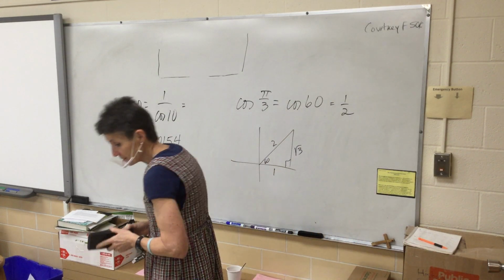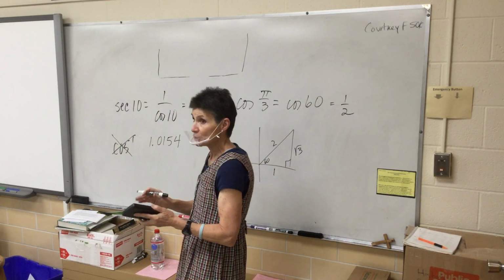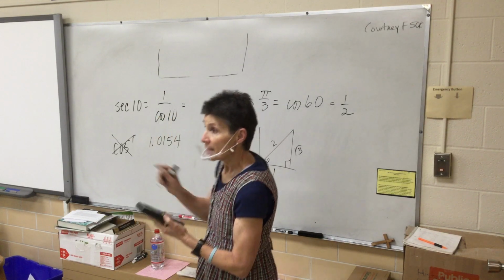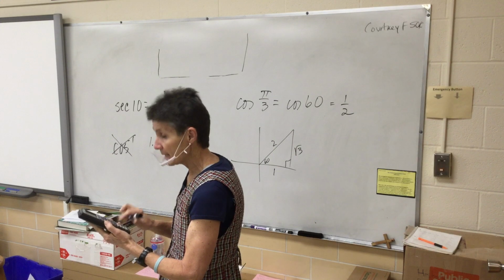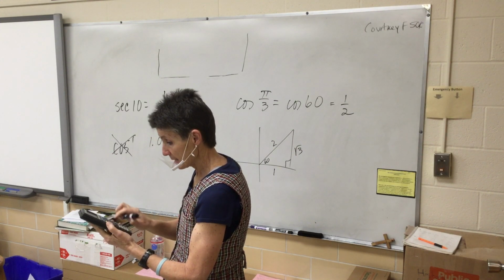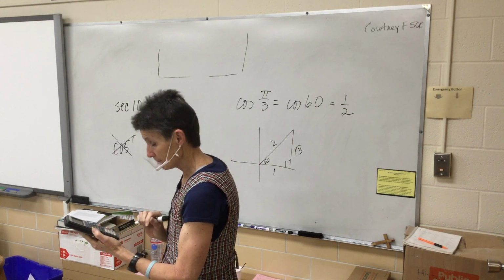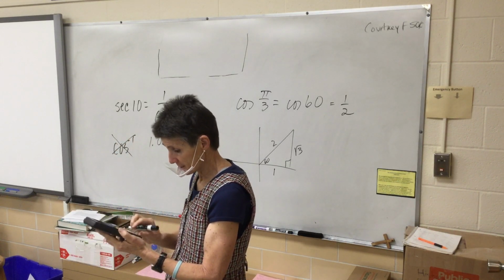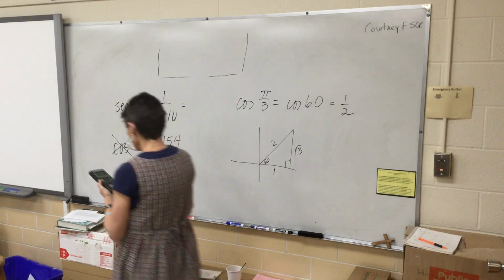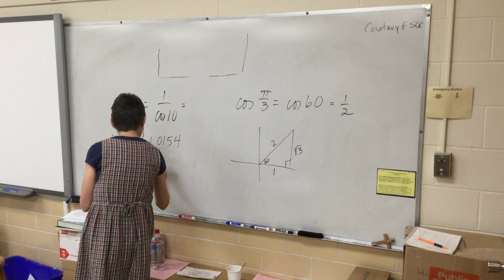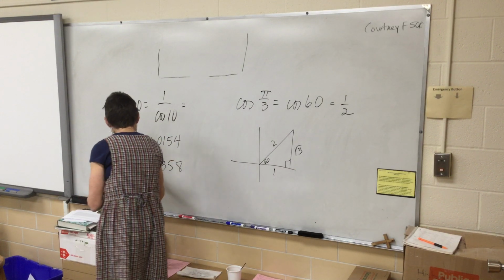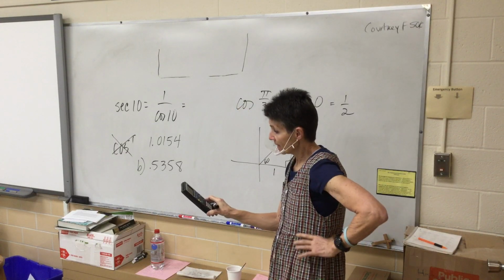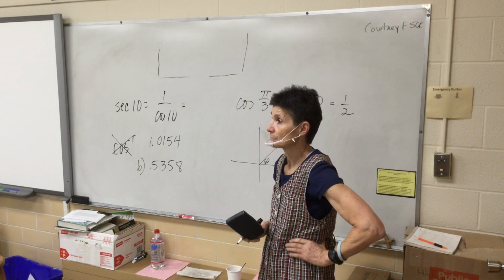Now we're doing B. Well, we have a tangent button, so all is good. I'll hit tangent. But then remember, I have to do 28 degrees and 11 minutes. Did you get 0.5358 for B? Anybody not get 0.5358 for B?